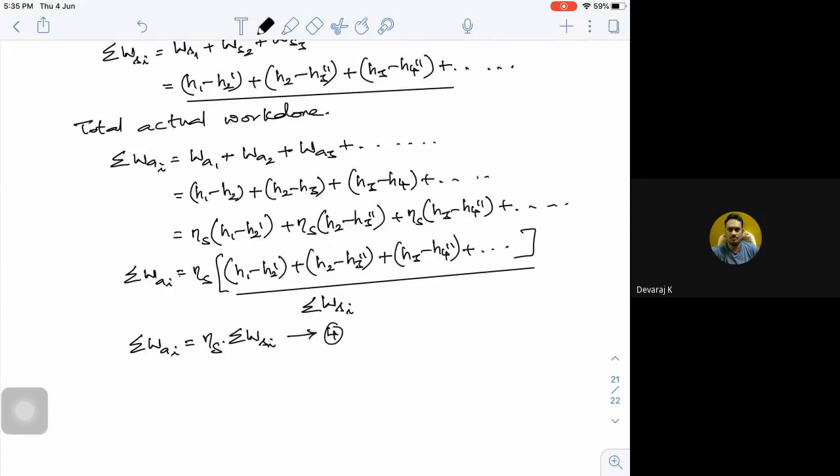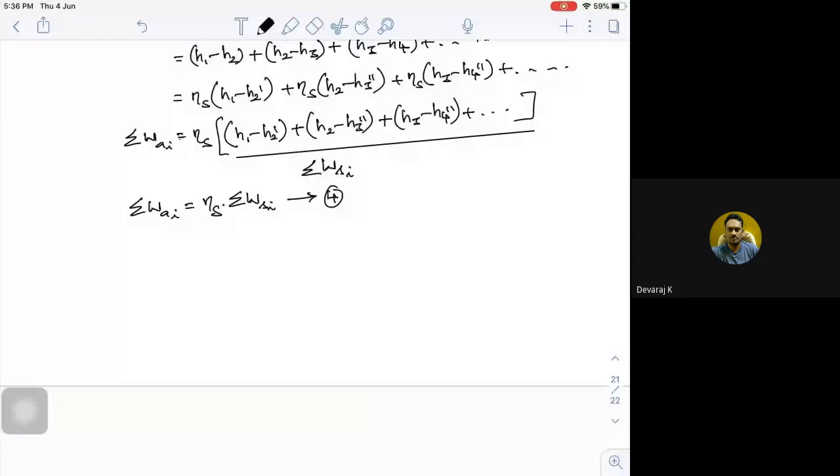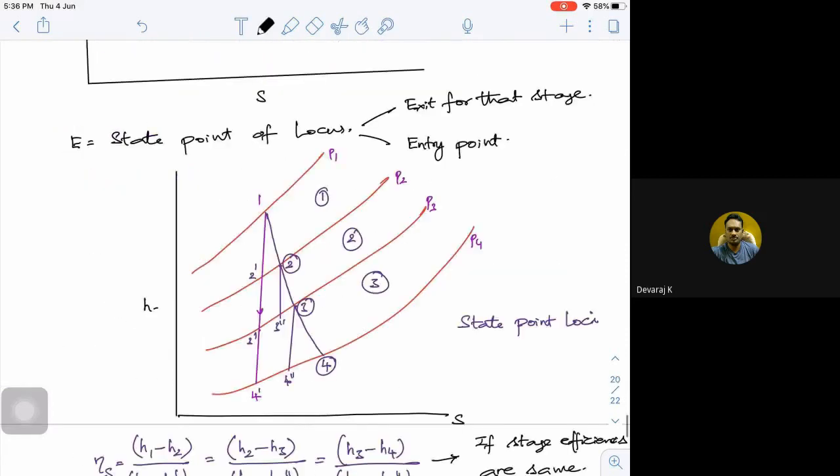Now if I do the same thing in a single stage, if the steam is expanded in a single stage, what will happen? I can call that your turbine efficiency or total efficiency, whatever it may be. This is your actual expansion. So instead of having all those stages, it's a single stage.